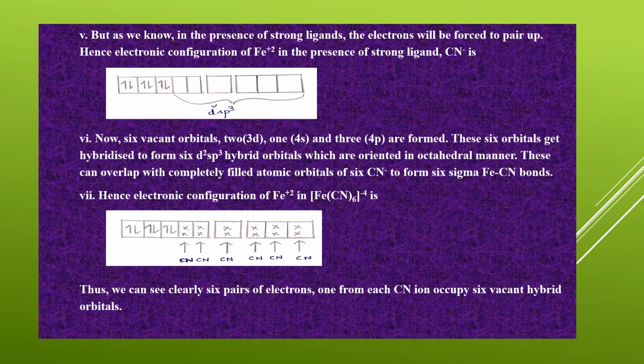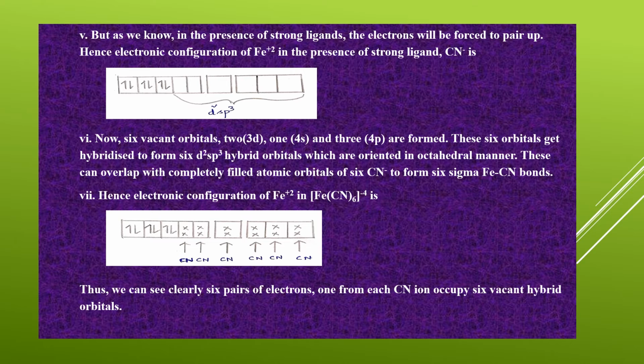But as we all know, in the presence of strong ligands, the electrons will be forced to pair up. This we have already learned under the salient features of valence bond theory. In the presence of strong ligands, the single electrons will be forced to pair up. So the electronic configuration of Fe2+ in the presence of a strong ligand CN- will be as shown in the figure below. Understood?